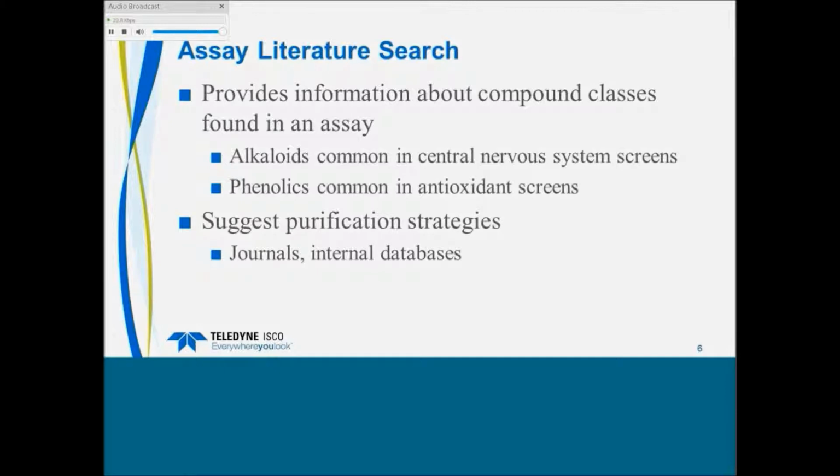Also, look up your biology as well. If you're running a biological assay, you can find information about compound classes. I generally have found that alkaloids have been common in central nervous system assays. Phenolics are common in antioxidant screens. And again, knowing the class of compound you're dealing with helps to suggest some purification strategies. Again, research journals are very good for that, as well as any internal databases you might have at your institution.